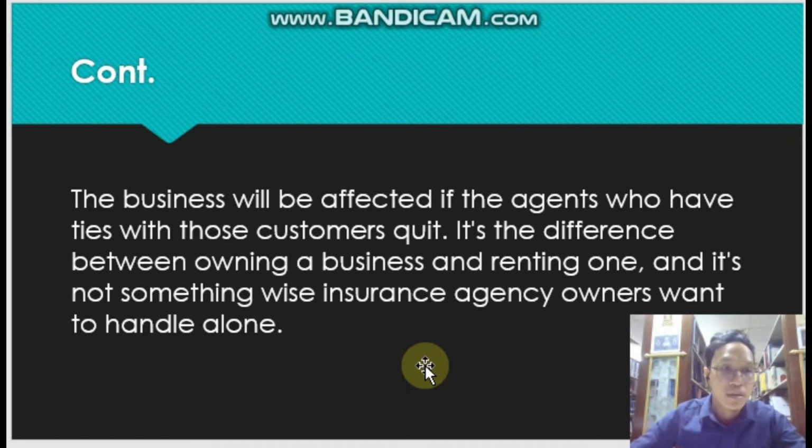It is different between owning a business and renting one, and it's not something an insurance agency should want to handle alone. So they are suggested to make the agreement with any other parties to make sure the bond is being kept.